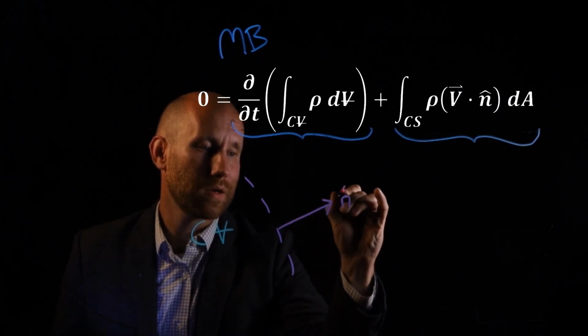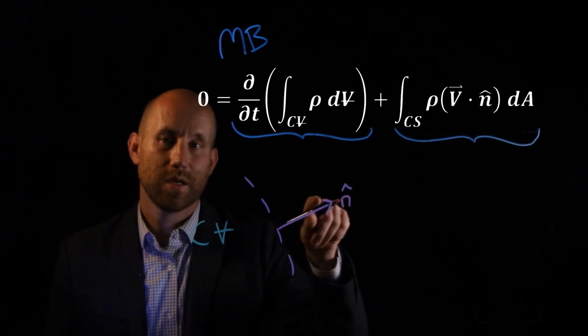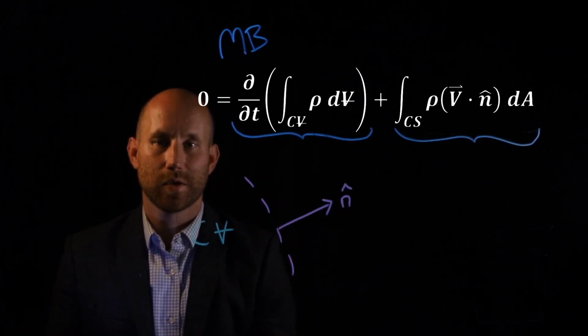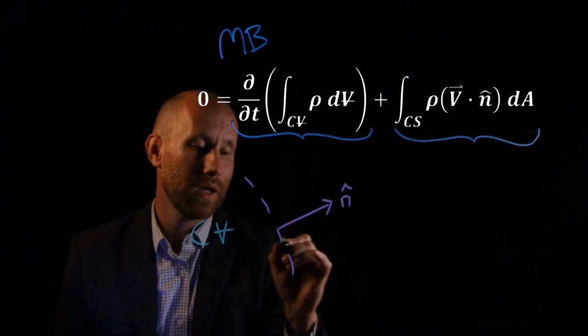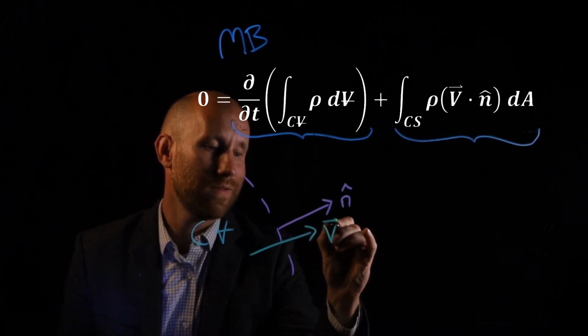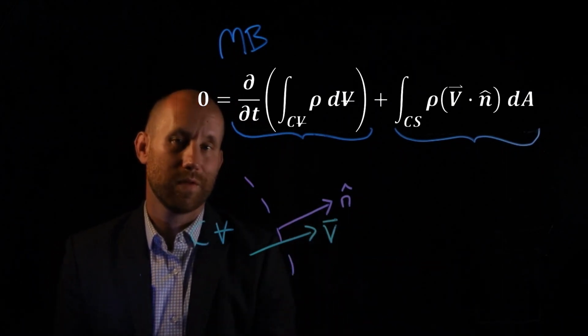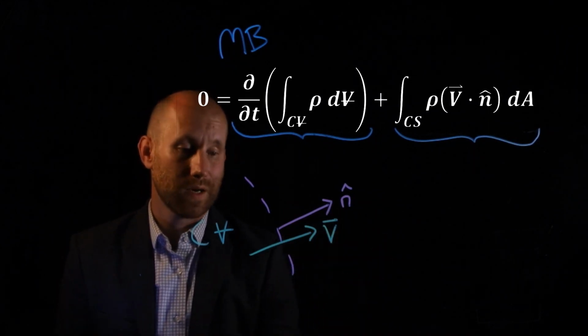the normal vector points outward. So the normal vector is a unit vector pointing outward on the surface of our control surface. If our velocity, we can take a different color here, is going in this direction, this is our velocity vector. If that's going in the outward side, so our dot product of our normal vector and our velocity is positive, that's going to be a mass flow rate out of our system.